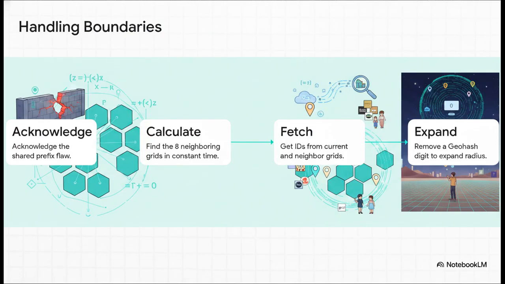First, you just acknowledge the boundary flaw exists. Second, and this is the magic part, your application logic mathematically calculates the 8 neighboring geohash grids in constant time. Third, you hit the cache for your current grid plus all 8 surrounding neighbors, grab all those businesses, compute the exact distances, and filter them locally. And fourth, if you happen to be in an empty desert and don't get enough results, the system dynamically expands the search radius by dropping the last digit of the geohash, geometrically increasing the search area.